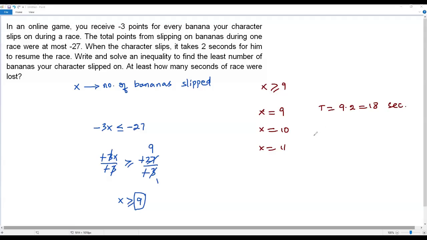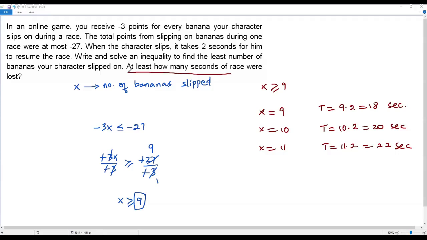In case the character slips 10 bananas, how much time will be lost? For that, we multiply the number of bananas times the time lost when each banana slips. That is 10 times 2, which is 20 seconds. And for this case, I'll be getting 11 times 2, that is 22 seconds. So when you do the calculation this way, the minimum value I'm getting for the time lost in one race is 18 seconds. The second question asks at least how many seconds of race were lost. So at least 18 seconds of race were lost.